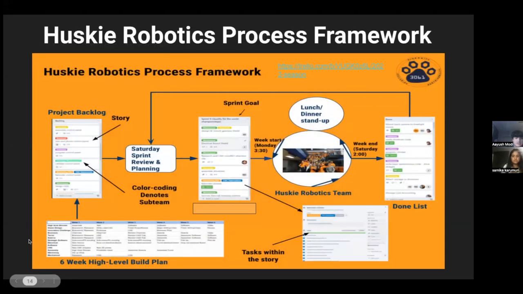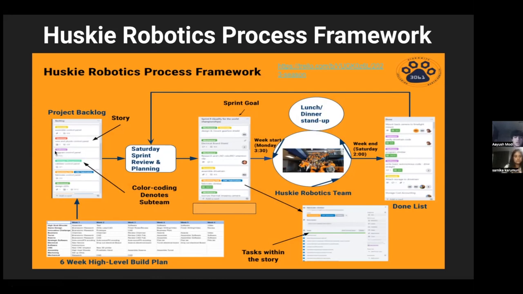So here is a diagram of the Huskie Robotics process framework, which is built off the principles of Scrum. Our season starts off with kickoff in early January, where we will get the game for the season. This kickoff will lead to the creation of the 6-week high-level build plan. This plan is then made into user stories and put into our project backlog. They're organized with Trello labels of different colors to show which subteams they pertain to. These tasks are not prioritized within the product backlog, but rather in the sprint and sometimes individually by subteams and FPMs.